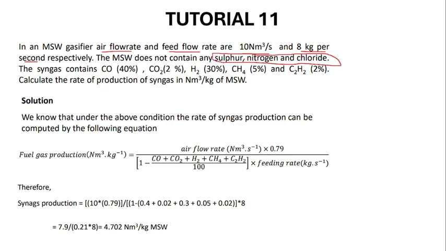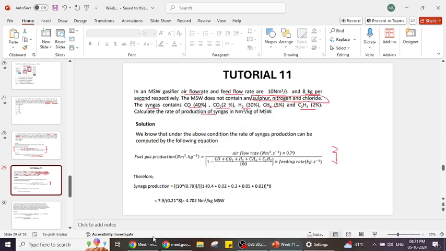So now we are going to check the composition of syngas. So the syngas contains carbon monoxide 40%, carbon dioxide 2%, hydrogen 30%, methane 5%, C2H2 2%. Calculate the rate of syngas produced in Newton meter cube per kg of MSW. Okay, use the same equation: air flow rate into 0.79 divided by feeding rate into 1 minus the composition of the syngas. Try solving this problem. It is similar to the previous problem. So try this one.